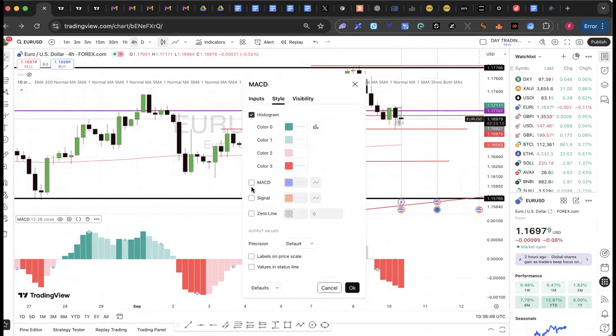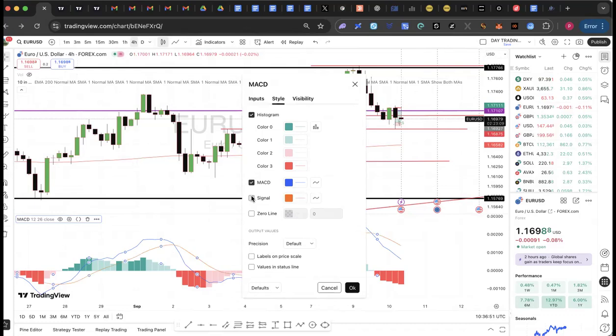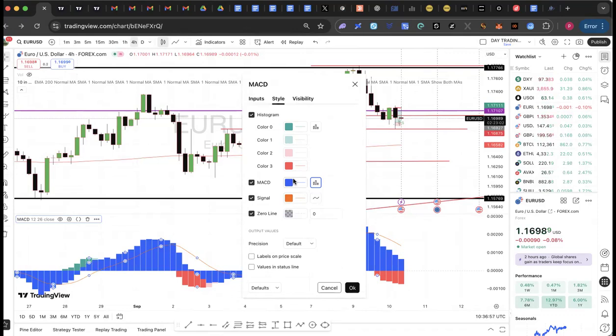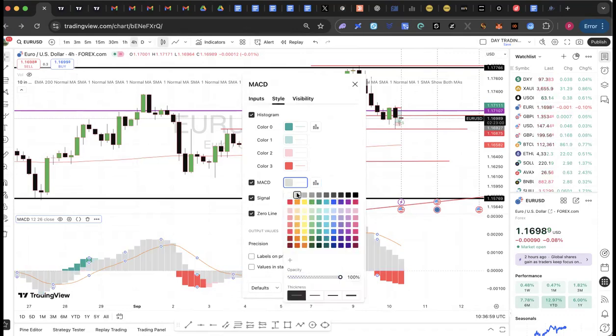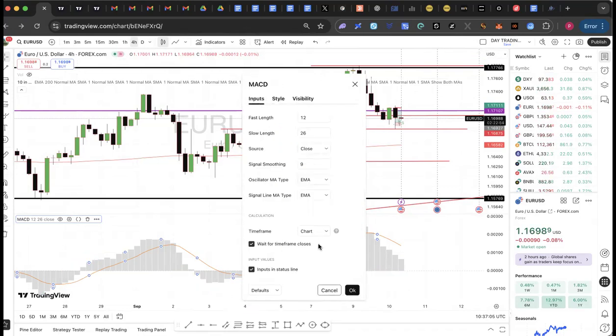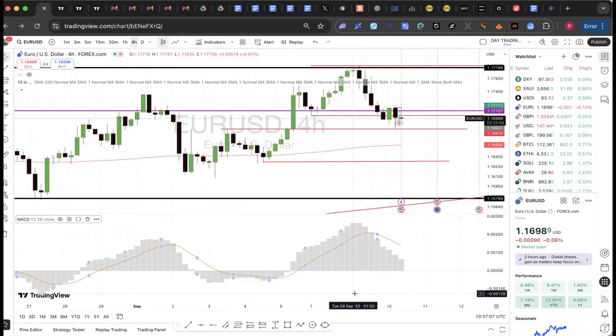So I'm enabling this one and then enabling all of this back. All right, so here I'm going to change this to columns. And I change the color, perhaps, to this lighter one. And then I remove this histogram. Okay, and then I click OK. You get it? Very, very simple. Here, changing nothing.